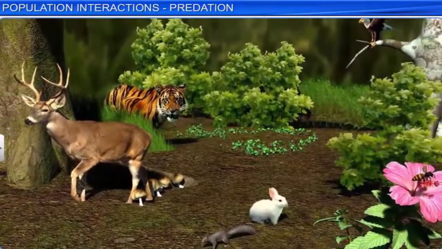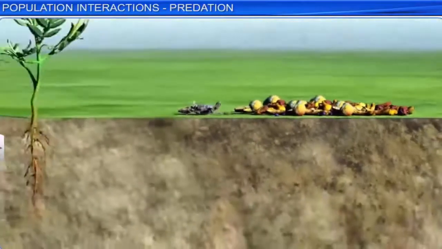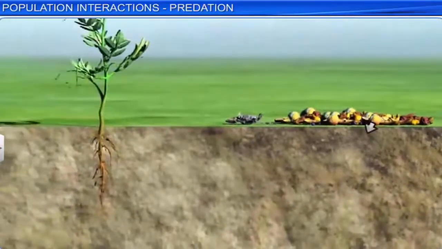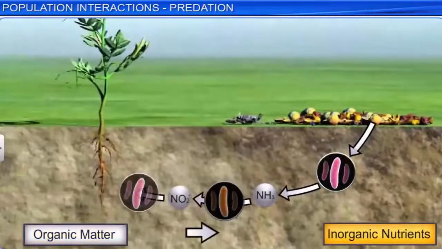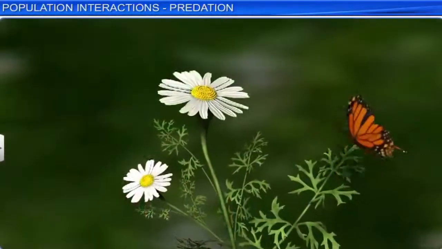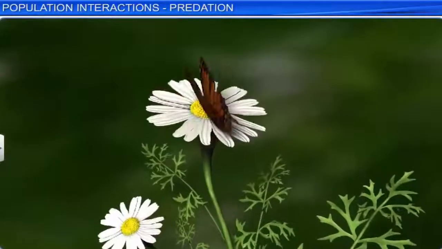All species on this planet not only coexist, but also depend on each other for their survival. Plants, for instance, need soil microbes to decompose organic matter into inorganic nutrients, which are needed for their growth. Also, many plants depend on birds and insects for pollination.